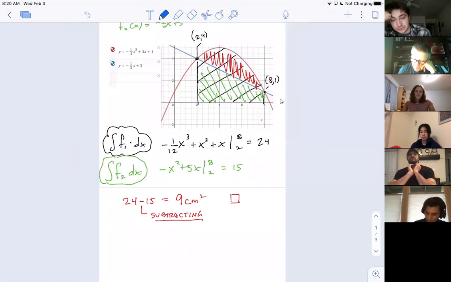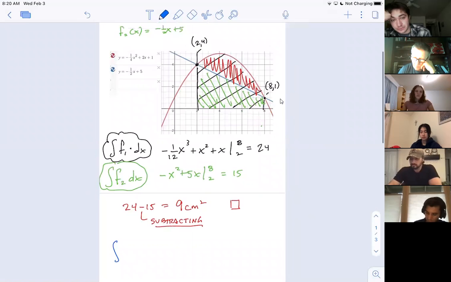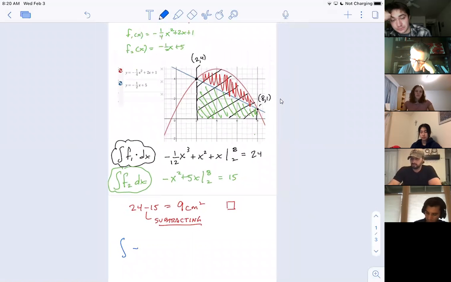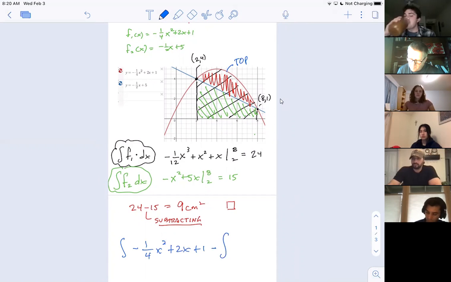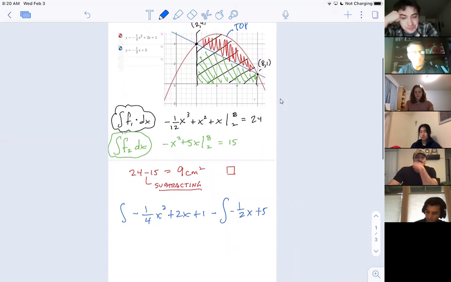So here's my question. One of my questions. Notice it's kind of important that this is the top graph. You've got to know which one's the top. Does it make sense that if you did it backwards, you get -9? So you've got to make sure to subtract the top one minus the bottom one. So in this case, I take -1/4 x squared plus 2x plus 1, and I subtract from it -1/2 x plus 5. And again, I'm lazy because I didn't put dx's in there.